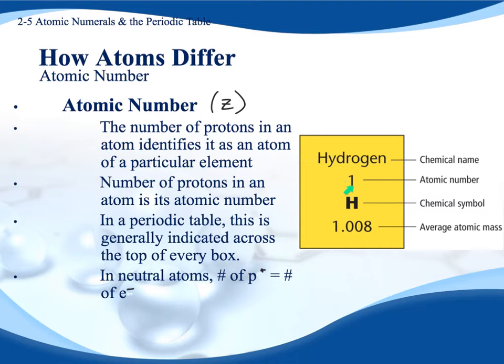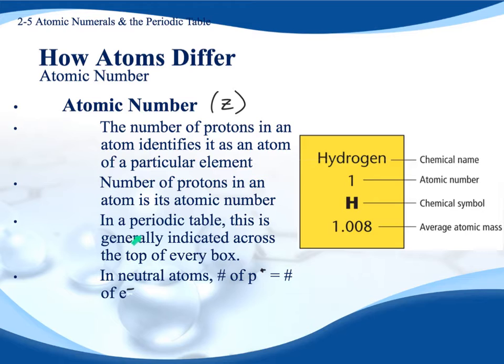Hydrogen's the first element. It has 1 proton. It's the very first element and the lightest element. It's only got a single proton. If you have 0 protons, then we're not talking about an element, right? It can't possibly exist as an atom that way. So the atomic number is the big whole number there, and they go in order on your periodic table. The number of protons in an atom is its atomic number.